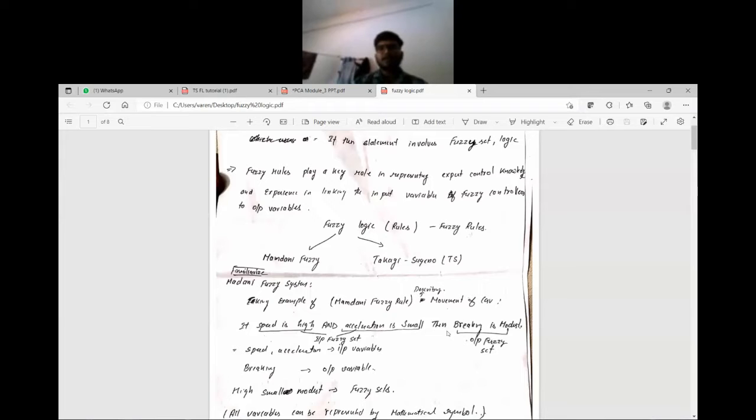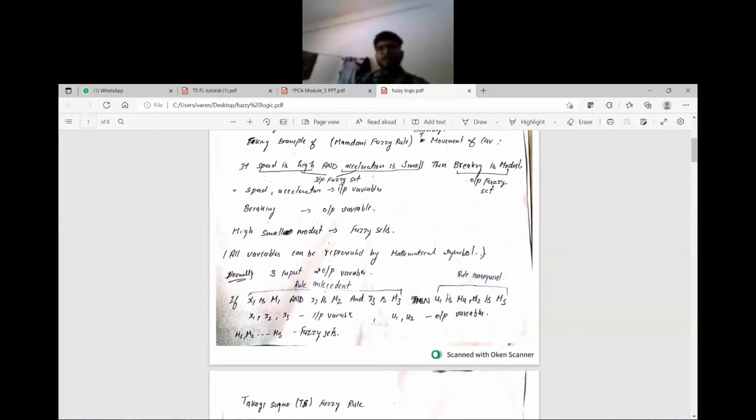Let's take an example to understand the Mamdani fuzzy rule, which describes the movement of a car. If speed is high and acceleration is small, then the braking system is modest. In this rule, we have used speed and acceleration as the input variables, and braking is the output variable. Here, high, small, and modest are the fuzzy sets. The term before then is known as the input fuzzy set, and the term after then is known as the output fuzzy set.